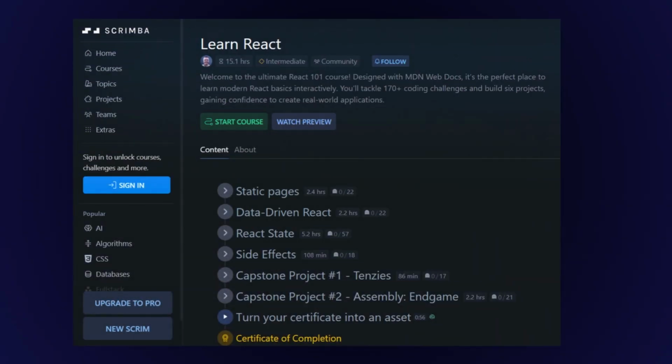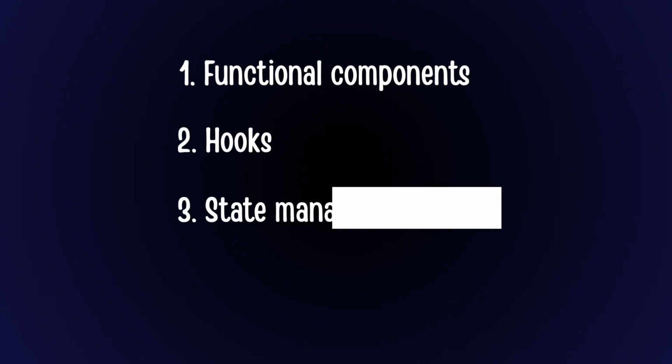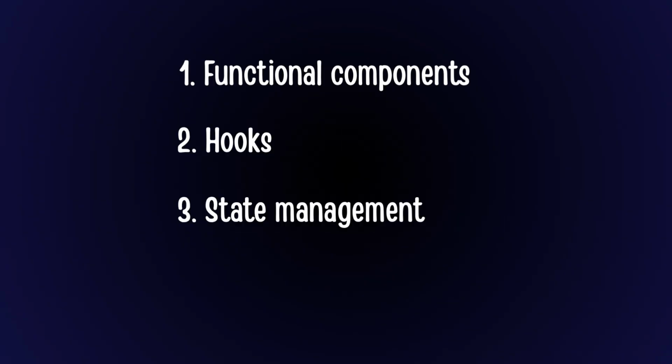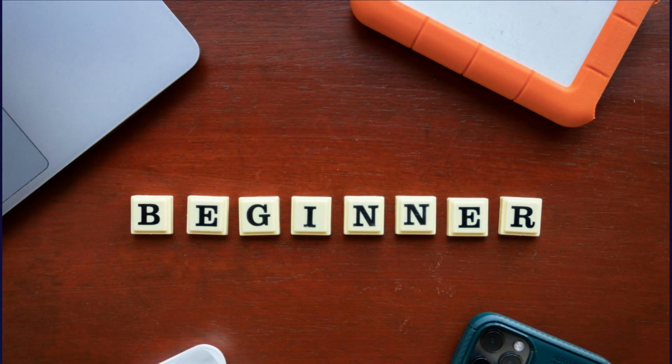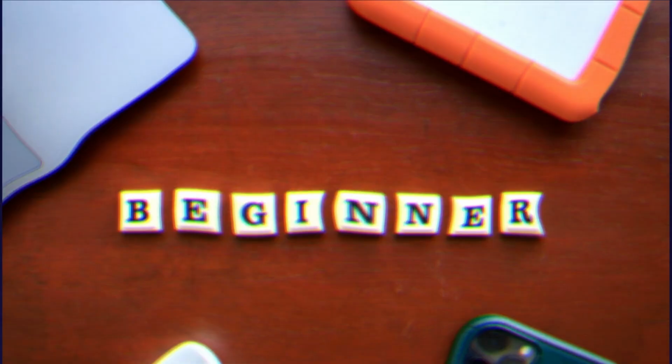Time required: 1 week. Step 4. Scrimba React course. Next, use Scrimba. It's interactive, meaning you can pause and edit code right inside the lesson. It teaches you 1. Functional components. 2. Hooks. 3. State management. 4. Small real-world projects. It's beginner-friendly and feels fun, like learning React while playing with code. Time needed: 1 to 2 weeks.